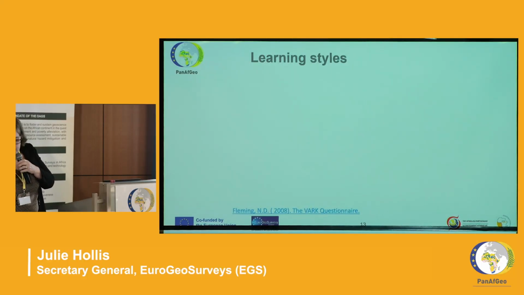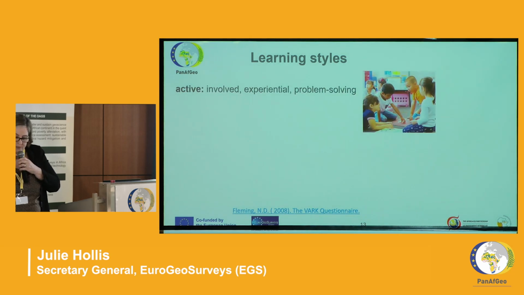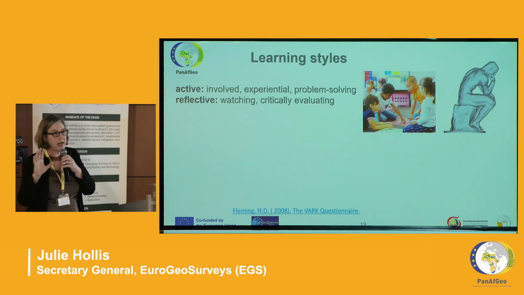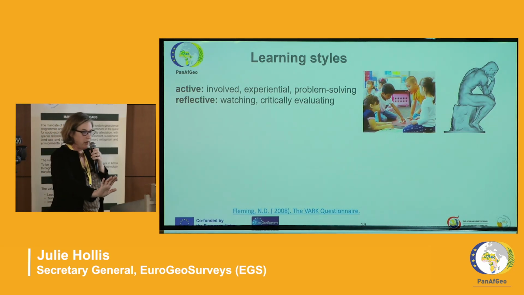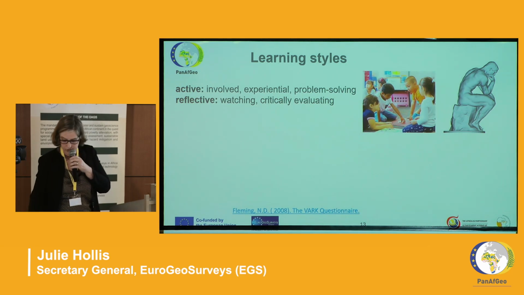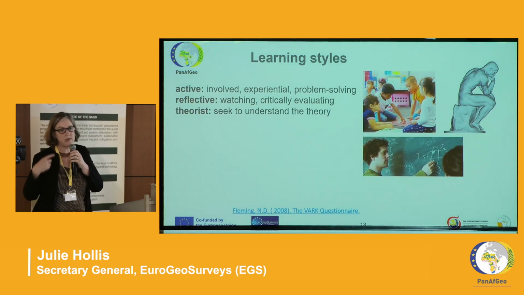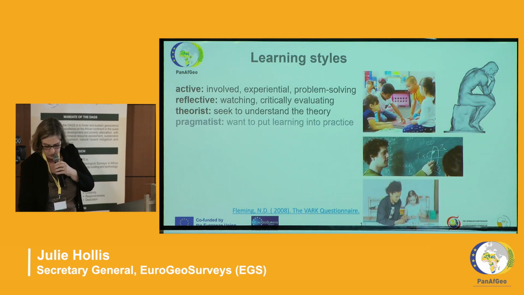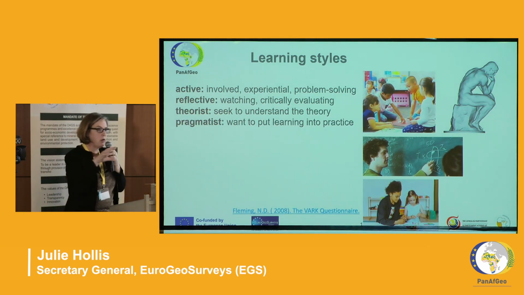And this is just a more in-depth look at the different kinds of learning. So active learners want to be involved. They want to experience things. They want to solve problems. Reflective learners like to watch and critically evaluate things before they get involved. Theorists like to understand the theory first before they actually apply it, whereas pragmatists, they're the other way around. They want to practice it to see how it works, okay?